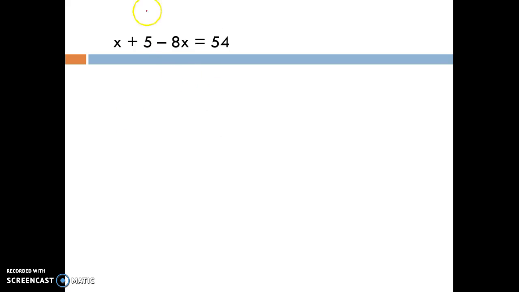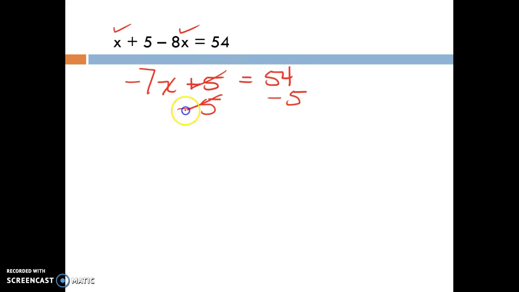All right. Sometimes we will have a combination of multiple variables. We'll need to combine them together to be able to isolate them first. So we have an x and a negative 8x. When we combine those together, we get negative 7x. We still have our constant. In order to isolate the variable, first let's get rid of that constant by subtracting 5 from both sides. 5 minus 5 just leaves us with our variable term. 54 minus 5 gives us 49.